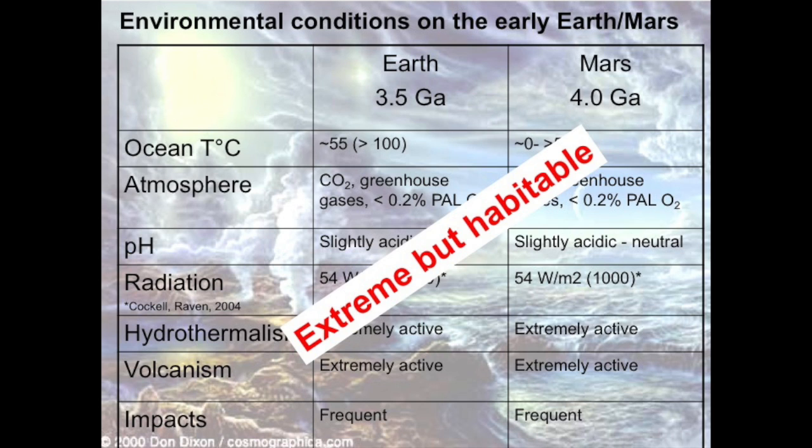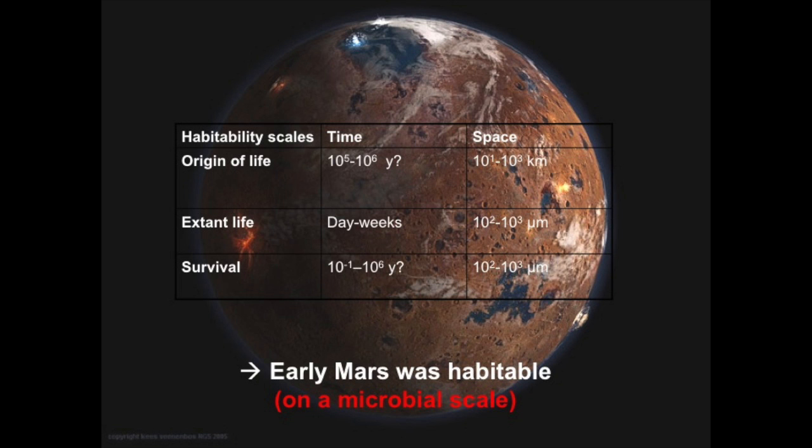So if all these ingredients were there, we think there was life. And again, if we look at the general conditions, basic conditions, they're very similar to those on early Earth. So yes, early Mars was habitable on a microbial scale. What about ancient Mars? Now, this is what Tillman wanted to ask me about.